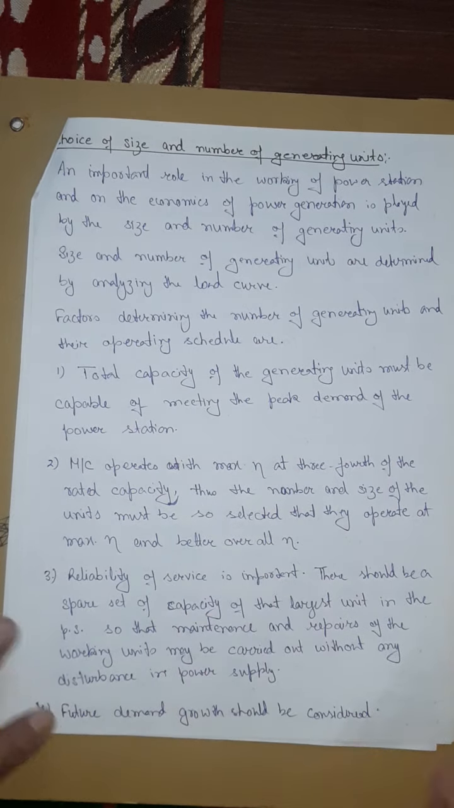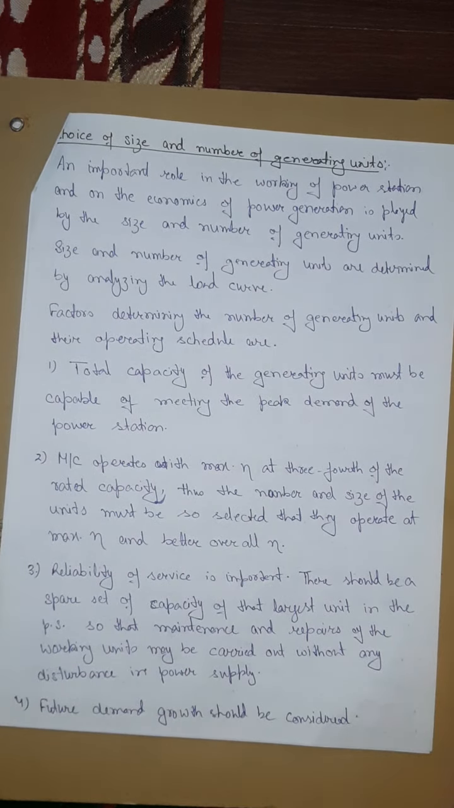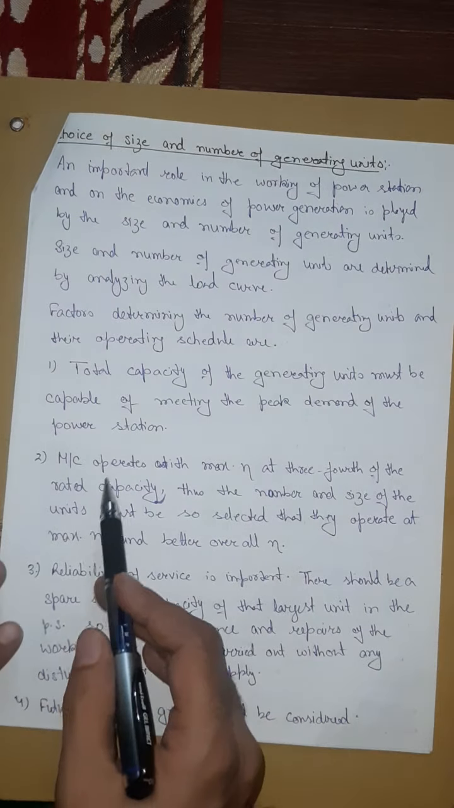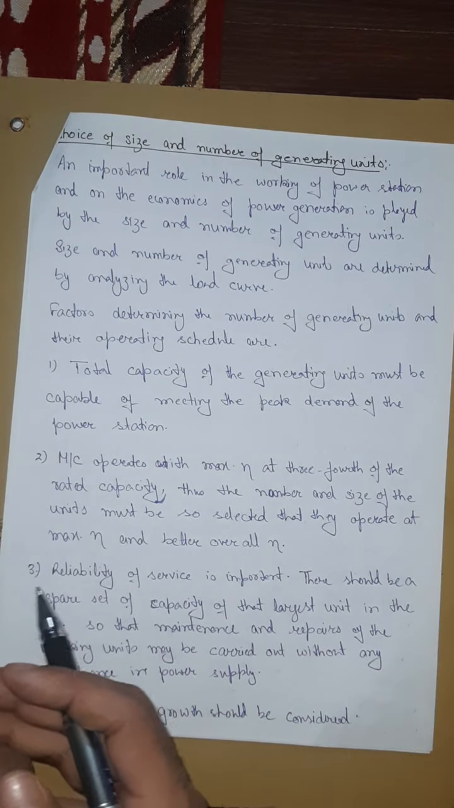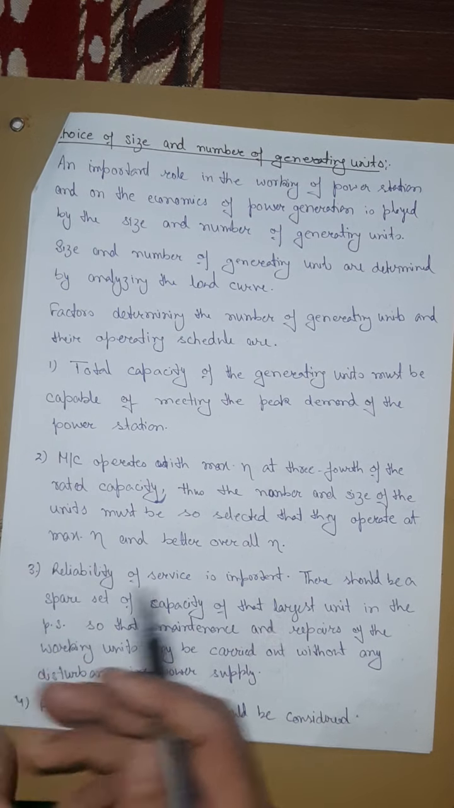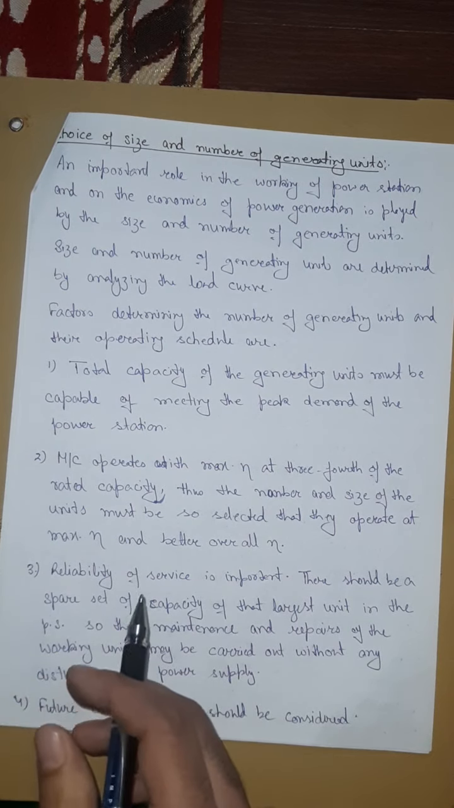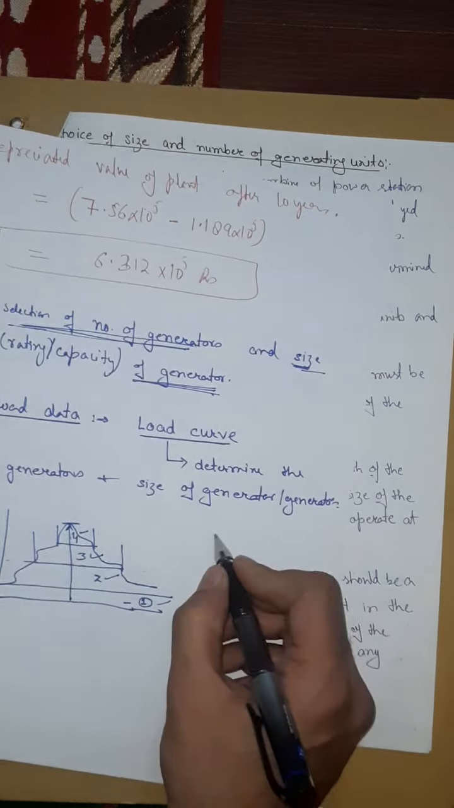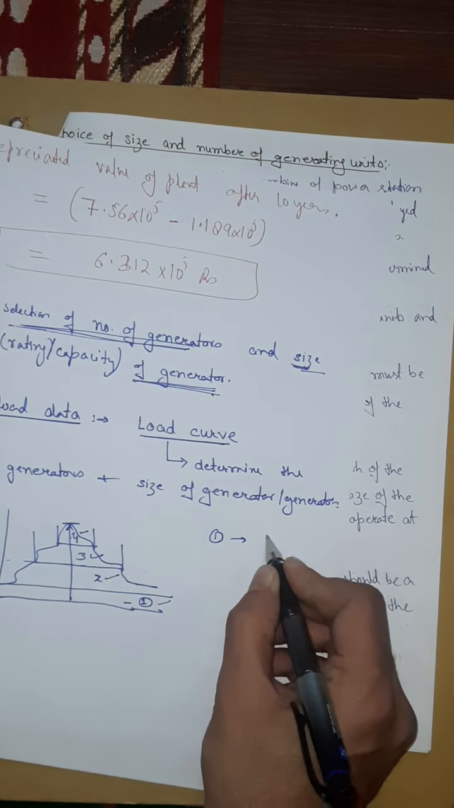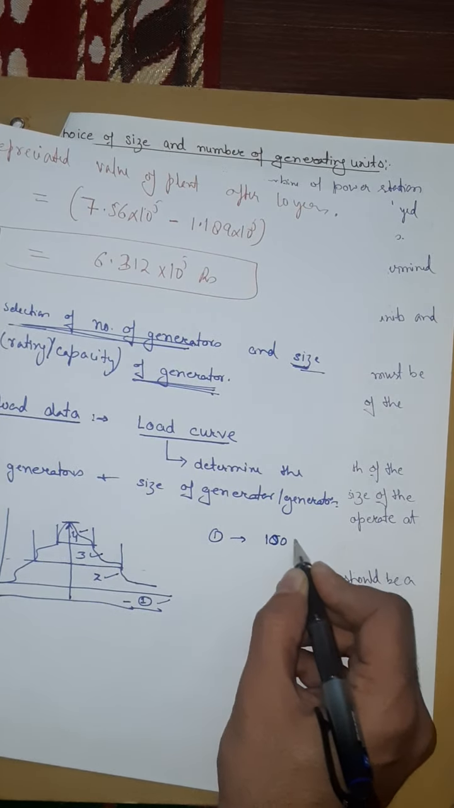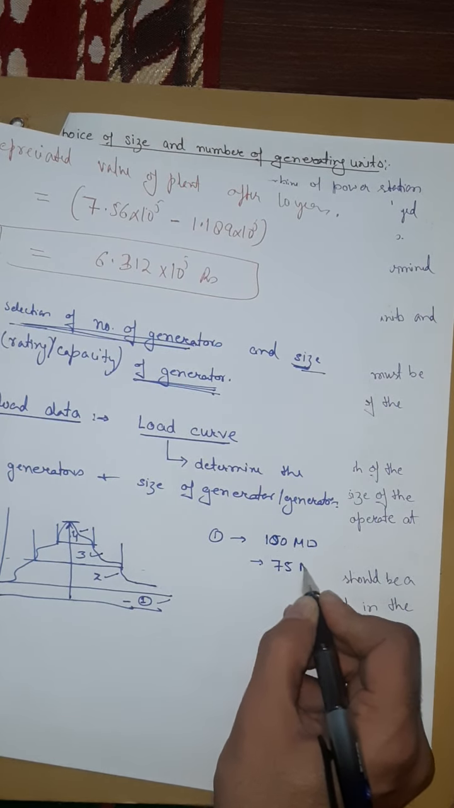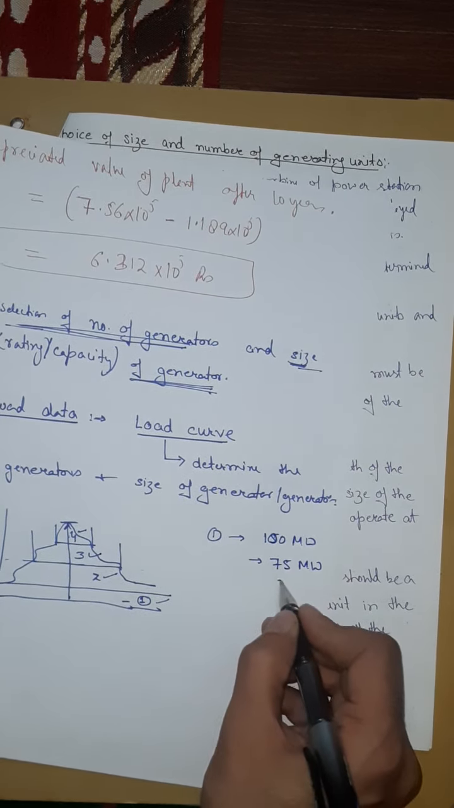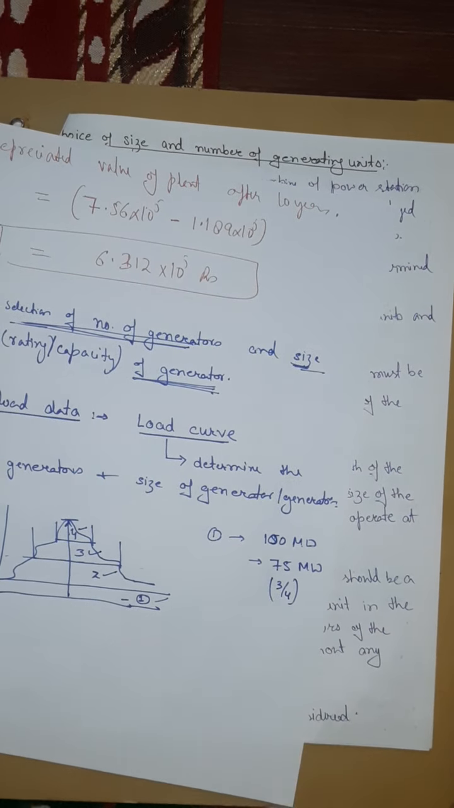Okay. The second point is that machines, suppose we have generators, are also machines. I am saying that these machines operate at maximum efficiency at 75% of their rated capacity. Suppose the capacity of generator 1 is 150 megawatt or 100 megawatt. So it will operate at its maximum efficiency at 75 megawatt, which means 3/4 of its capacity.